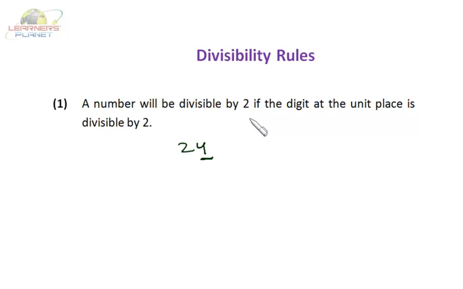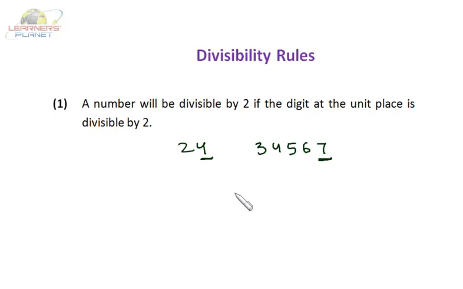Now in this case, it doesn't matter how many digits are there in the number. Maybe there are 4 digits, 5 digits or any number of digits. Suppose I take an example, 34567. You just see the unit digit. Is 7 a multiple of 2? No. 7 is an odd number. That means 34567 will not be divisible by 2. Just by looking at the unit digit, we can come to know this.